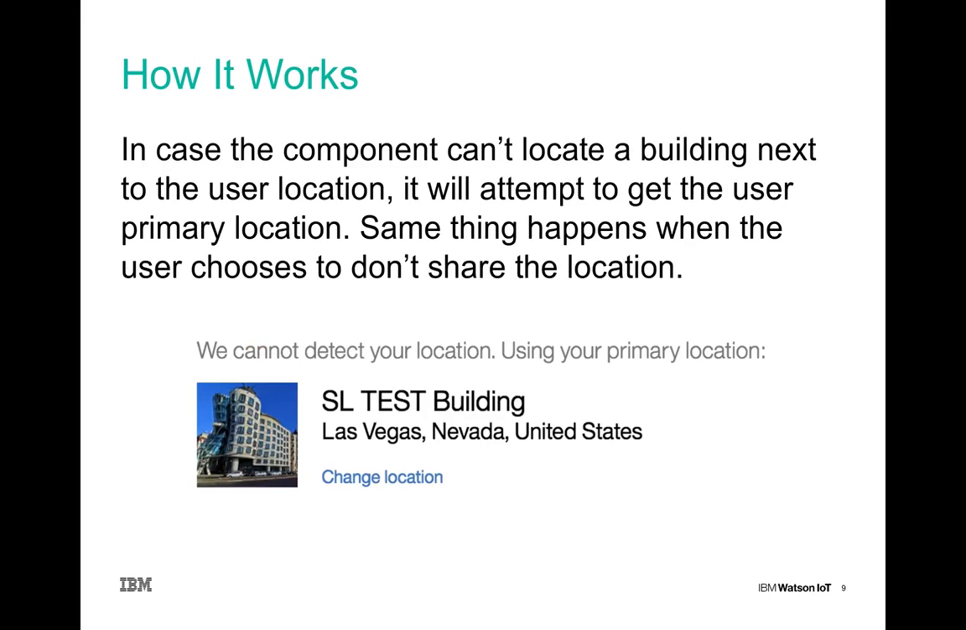In case the component cannot locate a building next to the user location, it will attempt to get the user primary location, and the same thing happens when the user chooses to not share the location. So here is the message that it was not possible to detect a location, and the user primary location was set as the location context.